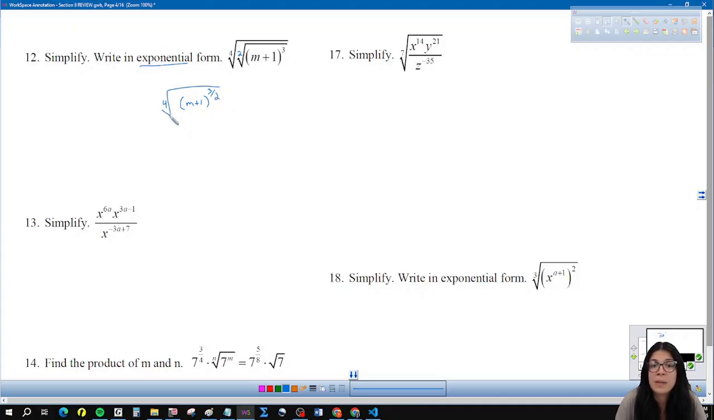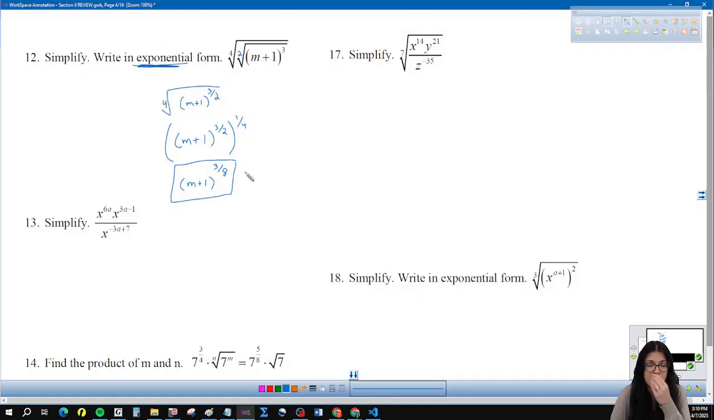Then we have the fourth root, which we know is going to be the 1/4, right? So we have here two powers. Power of a power multiplies together. So we're going to multiply those two together. 3 times 1 is 3. 2 times 4 is 8. And 3/8 does not simplify, so this is our final answer. And they did want me to write it as a fraction exponent, exponential form. So this is it.